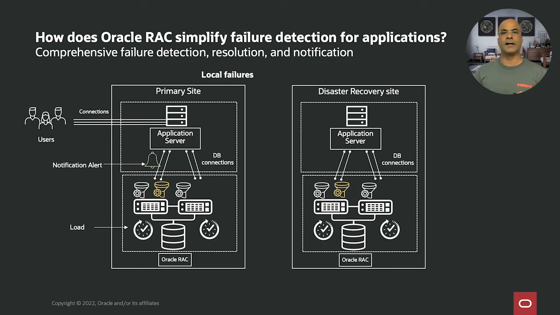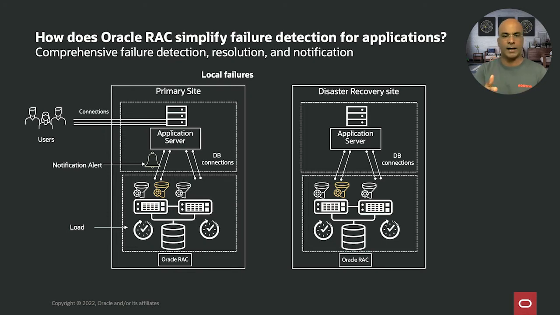Now, how does Oracle RAC simplify failure detection for the application? This is very important because we do what we call comprehensive failure detection. We also resolve it and we notify. Now, this is important because remember, if you are a user who's trying to reach a host:/port/service, and you don't get a response, you don't know what is broken. You do not know whether the application server is down, or the network is down, or the entire site is down. So it is important that we do not always resort to failing over to the disaster recovery site if it's a minor error.